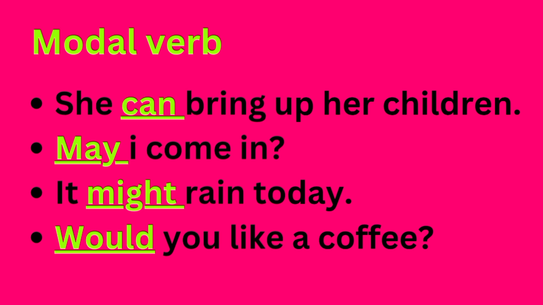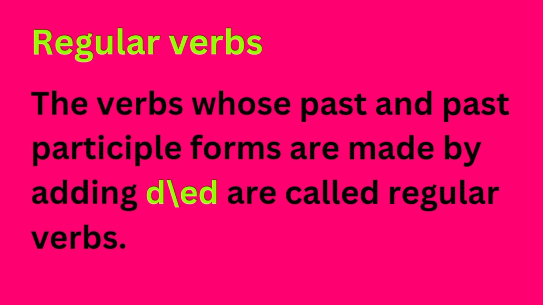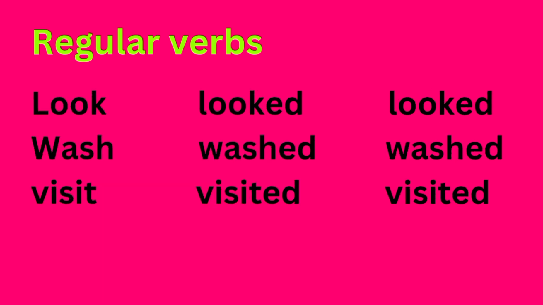Next, regular verb. The verbs whose past and past participle forms are made by adding d or ed are called regular verbs. For example, look, looked, looked, wash, washed, washed, visit, visited, visited.